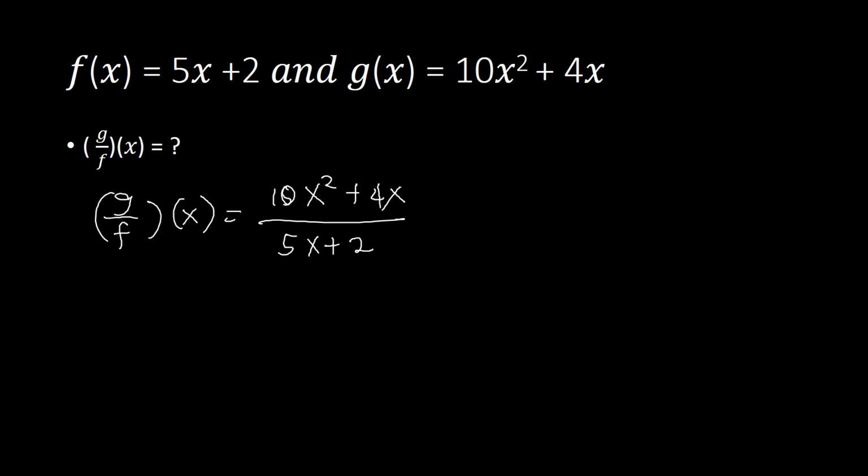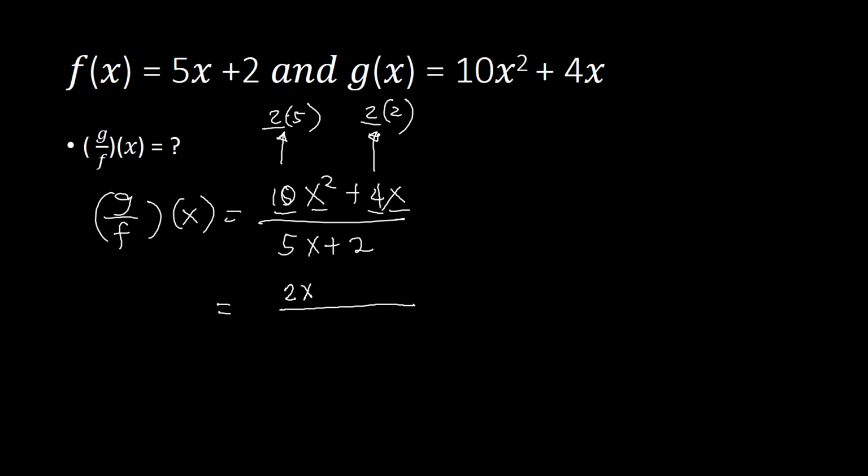So let's check if we can factor out the numerator using GCF. Checking the numbers 10 and 4, the common factor between 10 and 4 is 2, because 10 is 2 times 5 and 4 is 2 times 2. The common factor is 2, so we take it out. Then on the variable, we also have a common factor of x. So we take out x here. We always follow the exponent which is smaller.